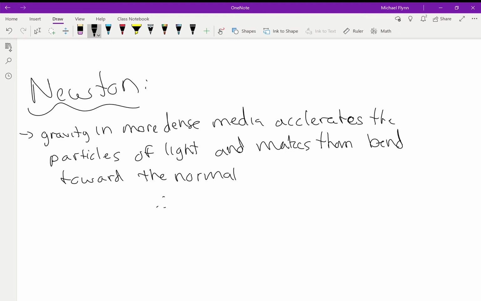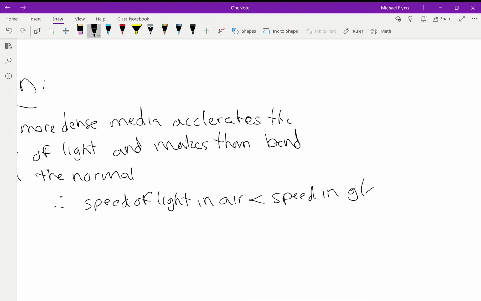And therefore, the speed of light in air would have to be less than the speed in glass. So that is a prediction. They didn't have the technology to measure the speed of light 300 years ago, but we do now, and we can test that prediction. Is this true?